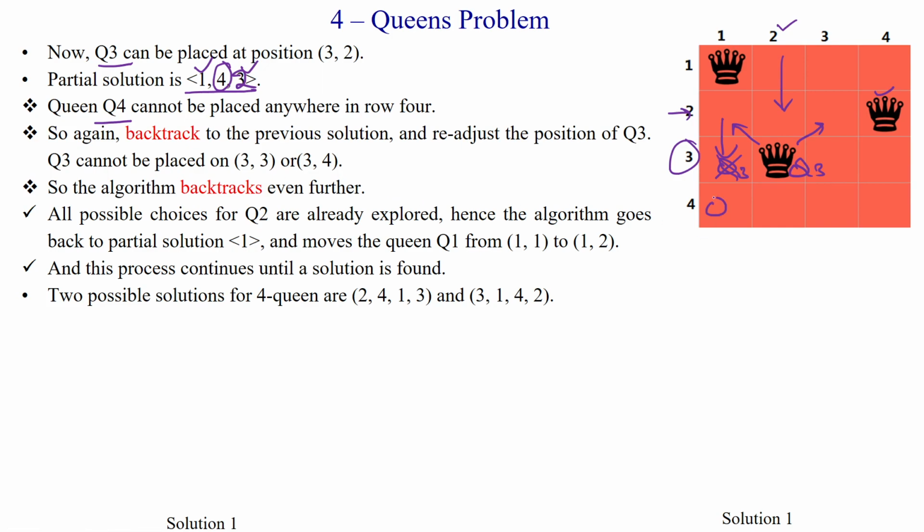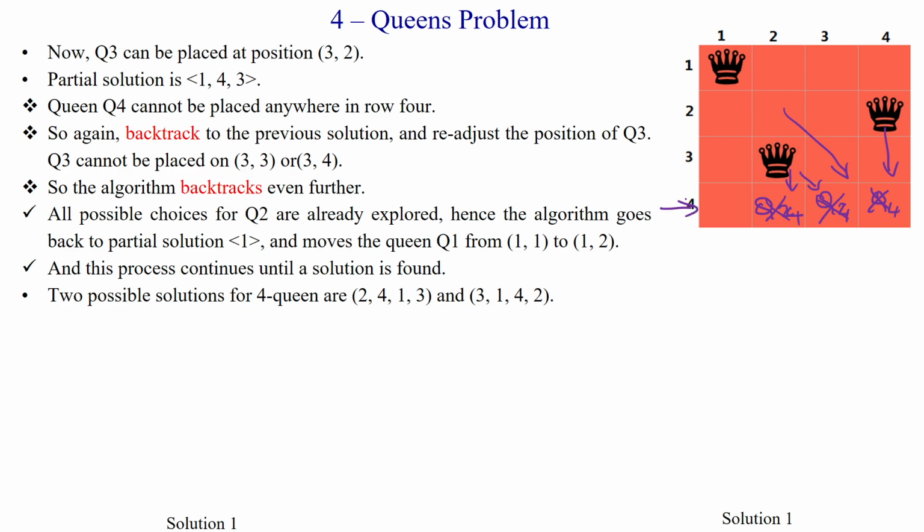When placing queen 4 here, it is attacked by queen 1, and when placing in this position, it is attacked by queen 3. Placing queen 4 here is also attacked by queen 3, and when placing here, it is attacked by this queen and also on the diagonal position. So we cannot place queen 4 in the current state. So we have to go back by applying the backtracking approach.